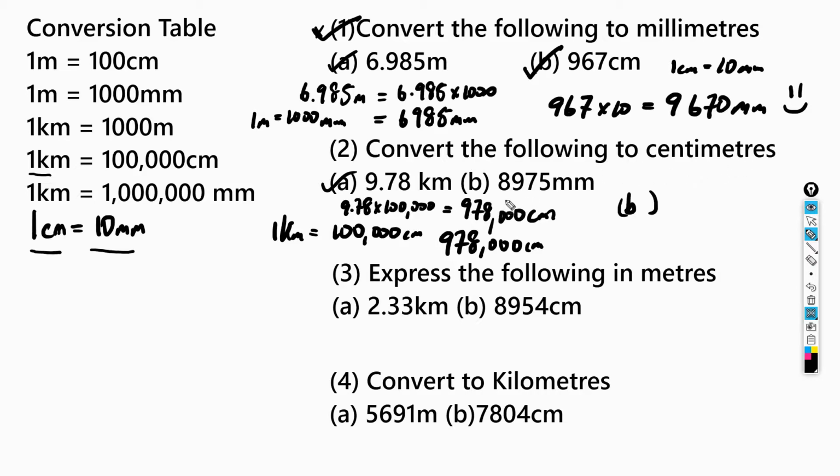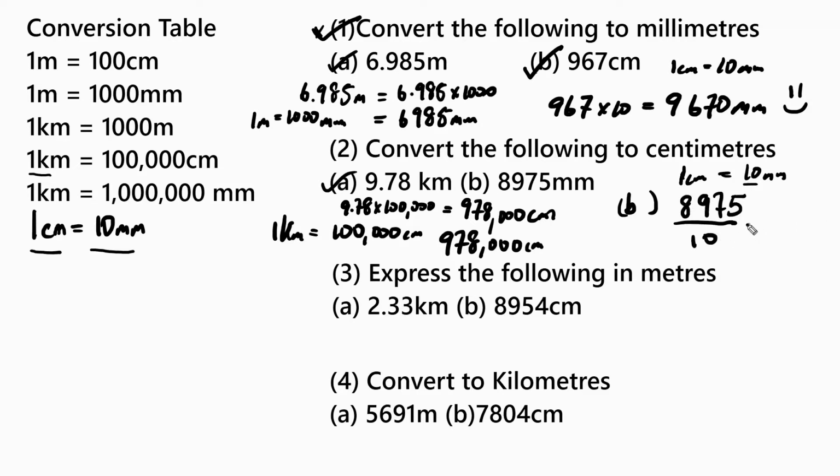Right, for B now, it says 8,975 millimeters. We need to convert this to centimeters, right? And we know that 1 centimeter is equal to 10 millimeters. Cool. So all we have to do now is divide the 8,975 millimeters by 10 to get the number in centimeters, okay? So we're going to end up with 897.5 centimeters, okay? And that's the answer, guys.